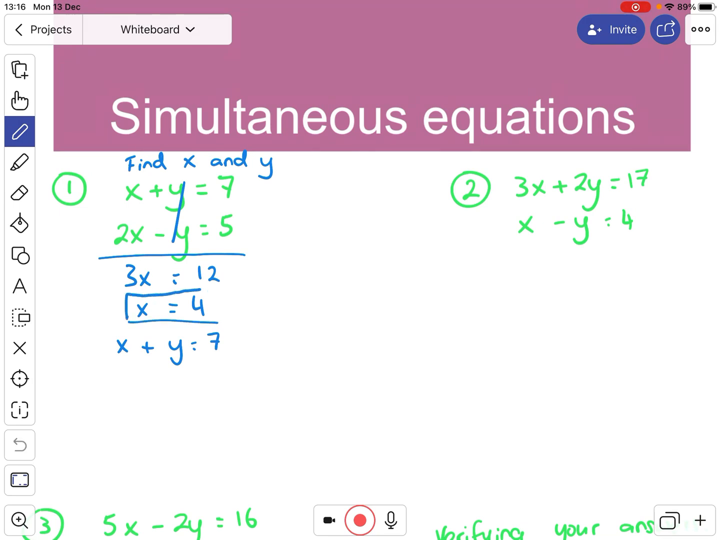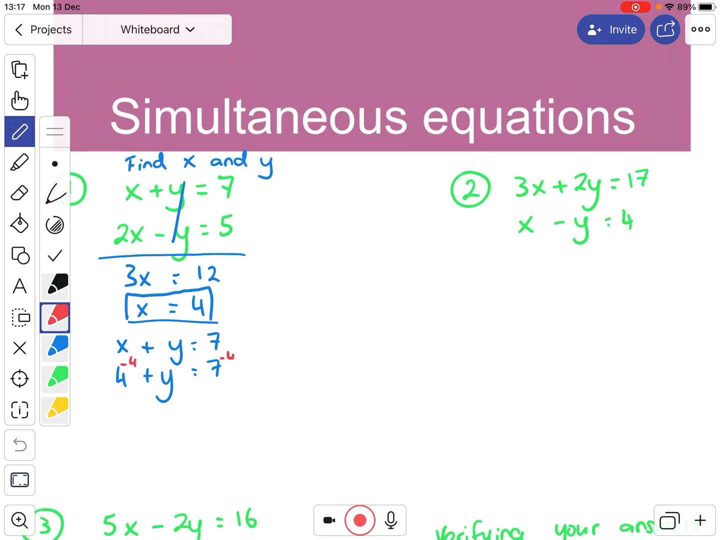So I'm going to substitute that in. So that's going to be 4 plus y is equal to 7. I subtract 4 on both sides, which means that they will go, and I'm now left with y is equal to 7 take away 4, which is 3. So there are my x and my y points.